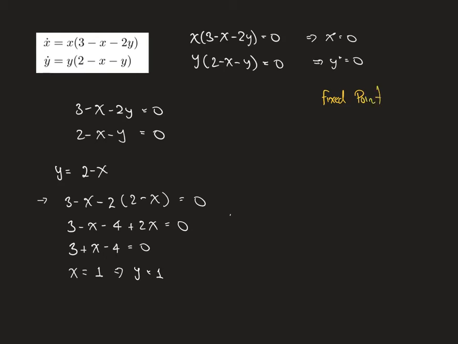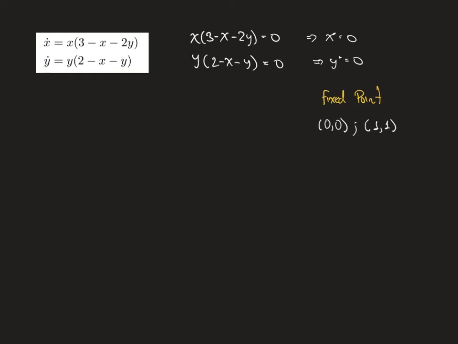So the first one that we obtained was 0, 0. Now we have 1, 1. And my question is, is this all that we have? Actually, we have 2 more fixed points. And this should be actually clear. Then let's do it. This is equation 1, this is equation 2. So we have a possibility that x is equal to 0, okay?